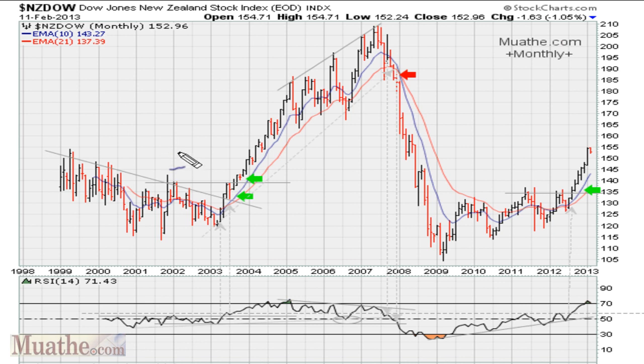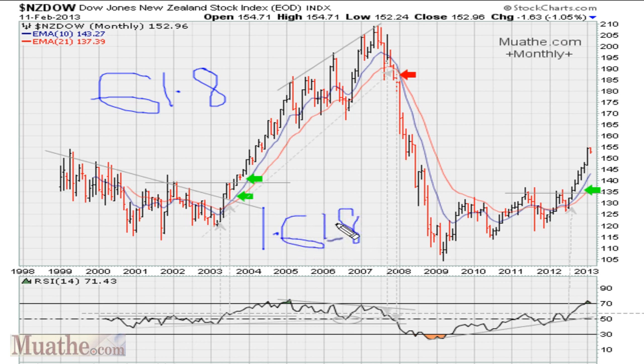This is a long-term monthly chart for the New Zealand stock market. Again, the key here I want to talk about is this level, 61.8, and this is a Fibonacci number. 1.618 is called the golden ratio, golden mean. It's all Fibonacci numbers. And the reason why I like this is when you start putting a consideration of this number here, you'll start seeing that it shows up everywhere.